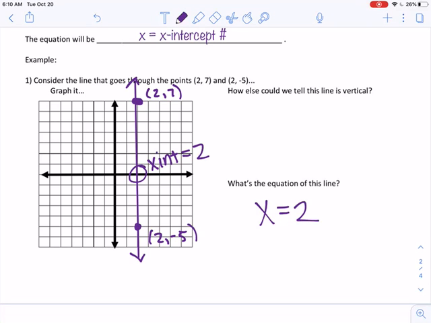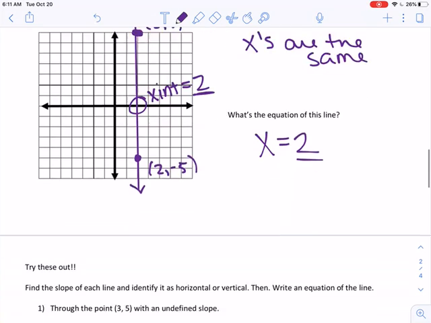Now again, without graphing this, how else could we tell if this is vertical? This time, notice my x's are the same. And also notice our x's are 2. So not only is that x-intercept 2, but the points are 2, which is where we get that 2 from the equation. So if you were to look at these points and wanted to write an equation without graphing, you would just say, oh, those x's are the same, they're 2, x equals 2 for that vertical line.